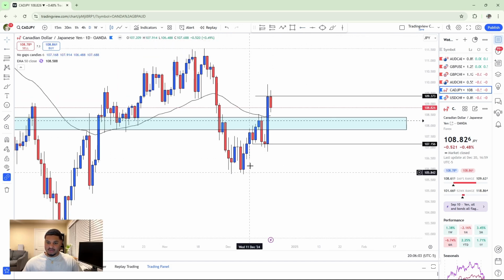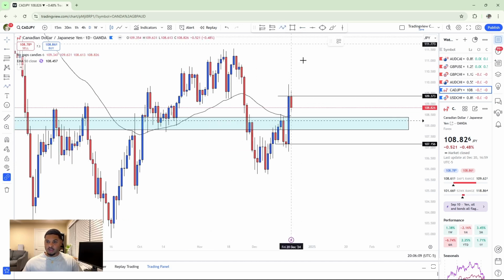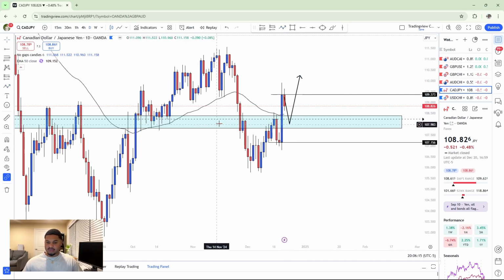Price shifted structure. Gave us a little pullback. Continue to push up, make a new high above this area of interest. So all I'm expecting is for price to come back, wait for it to close. Next day, shift the structure, engulfing, for then price to continue up. Also have the daily EMA under price, so that's good for buys.